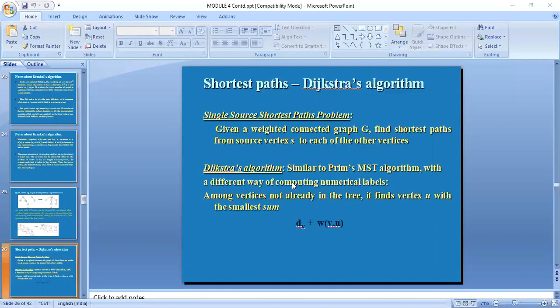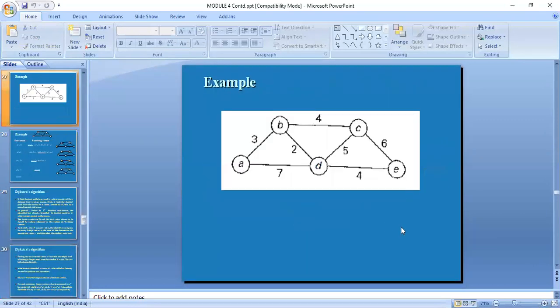Among the vertices not already in the tree, you find the shortest path using a formula. If you consider the vertex as v and the next vertex to be joined as u, then you compute dv plus w of v comma u, where w of v comma u is the weight of the edge v to u, and dv is the edge cost from the source vertex to the current vertex. Now we are going to see a graph where you will calculate all the vertices.